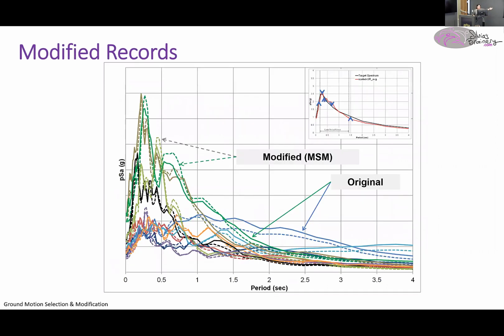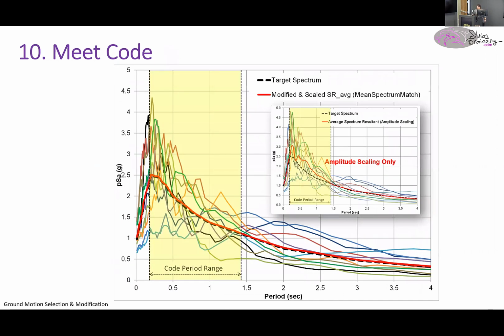And then if you look at the records themselves, those same amplification factors are applied here. And so you meet the code, you may need to bump up a couple percentage points just to make sure that you're at or above your target spectrum.